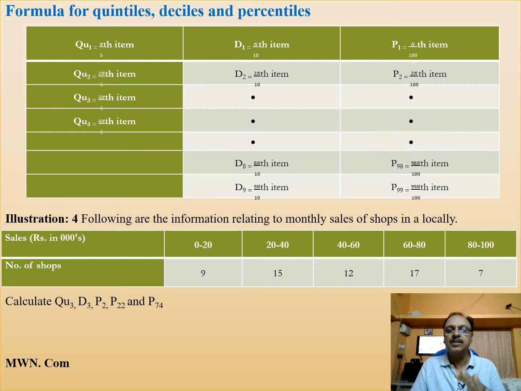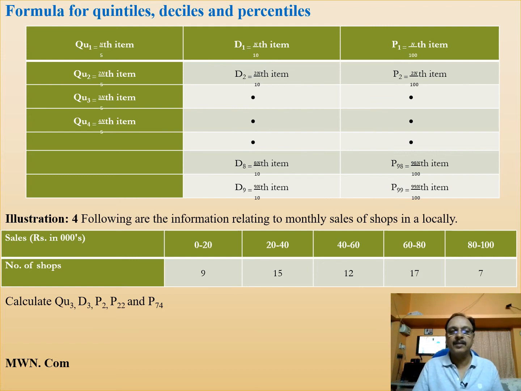Then decile means dividing by 10. In this, D2 means 2n by 10th item. Percentile means P2. P2 means 2n by 100th item. P98 means 98n by 100th item. Like that you have to identify.